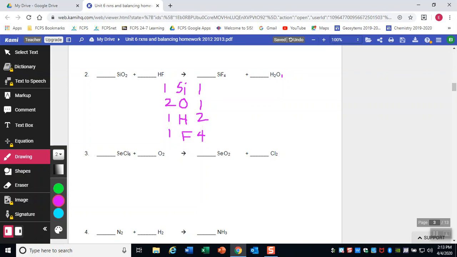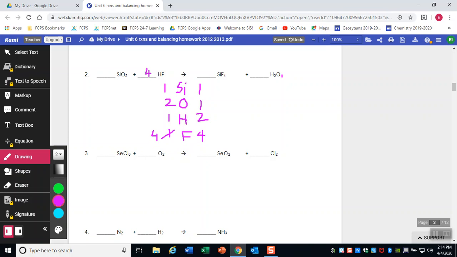All right, and now everything, I don't have anything single out there all by itself, so I'll just start with the fluorines, right? So I have 4 over here, so I need 4 over here. So I'm going to times that by 4. So to do that, I would have to put a 4 in front, right? I changed the coefficient to a 4. It was a 1, now it's a 4. And what that means is I have 4 fluorines, which is fantastic. And I also have 4 hydrogens, right?